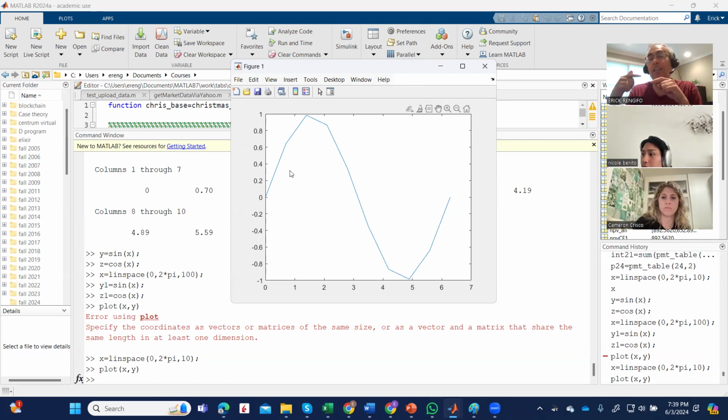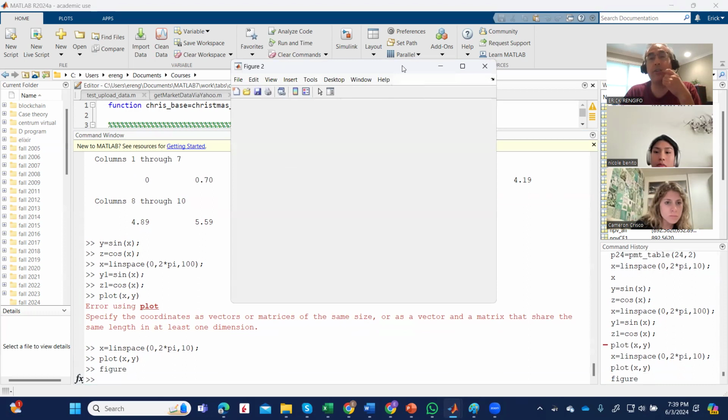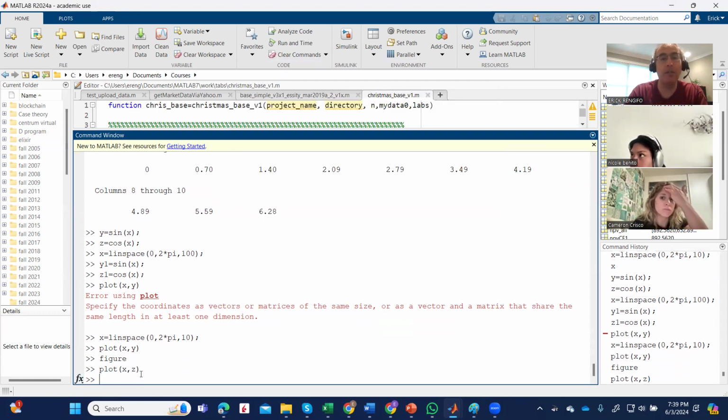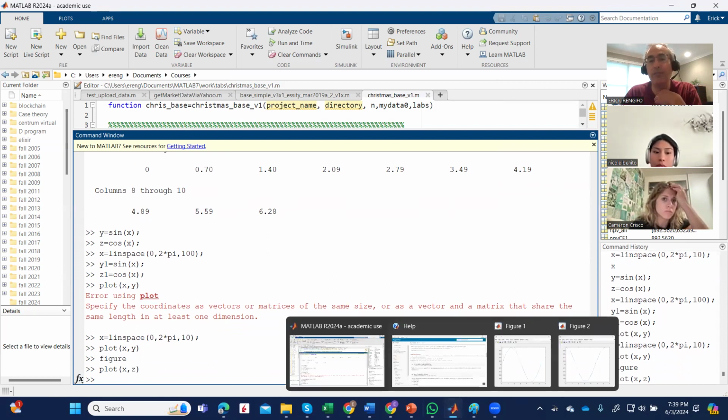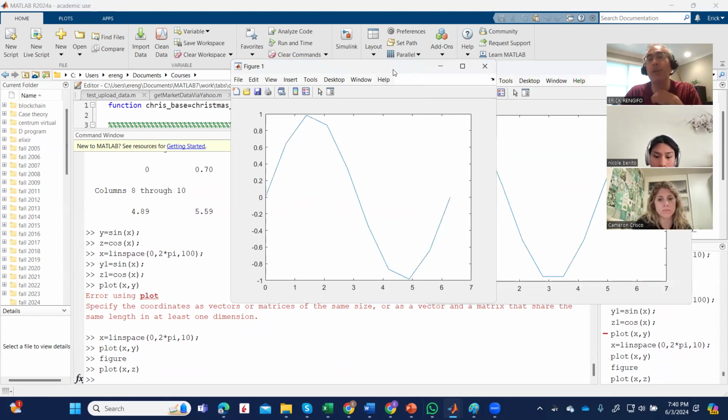Now, a couple of things here, guys. If you want to create an additional graph, pay attention to me, what you need to do is type figure. What figure does is create an empty space for you to graph again. Got it? And then I will plot my x and my z. So you have now two graphs, the sine function and the cosine function.